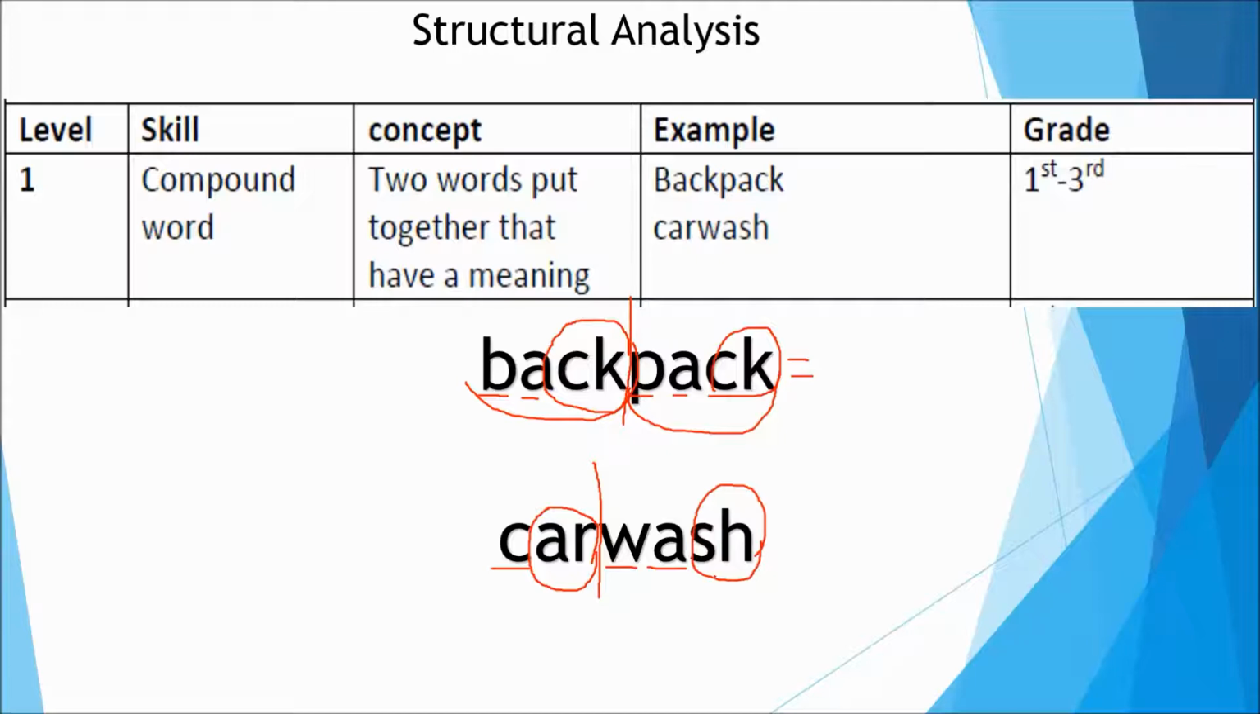Right? So this is the structure of the word, me getting meaning from the structure of the word. When it comes to reading the word, you might have a child that can read the word car, but can't read the word wash. You can still say, well, this child was able to identify the onset or the beginning word in a compound word, right?